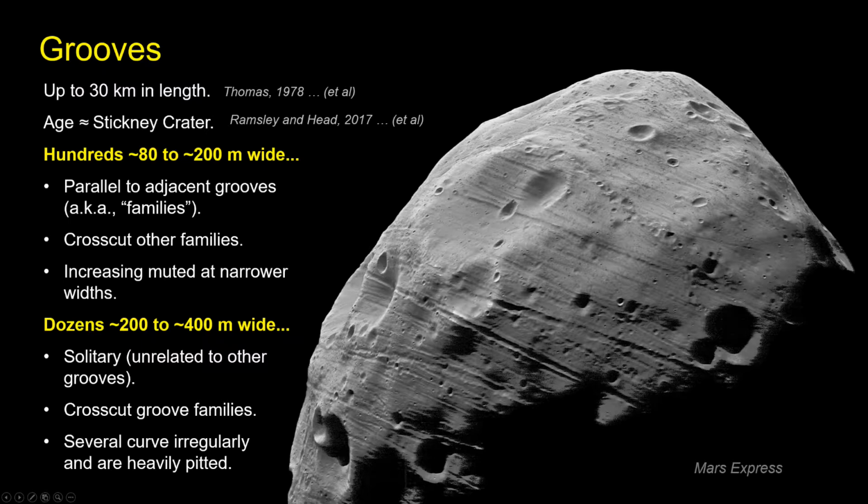And then there are dozens, a smaller number, of larger grooves, 200 to 400 meters wide, that seem to be more solitary, and these also cross-cut singular grooves and families of grooves. The larger grooves seem to be, not in every case, but a little bit more irregular in terms of their direction and their morphology. They're more pitted, heavily pitted, and so forth.